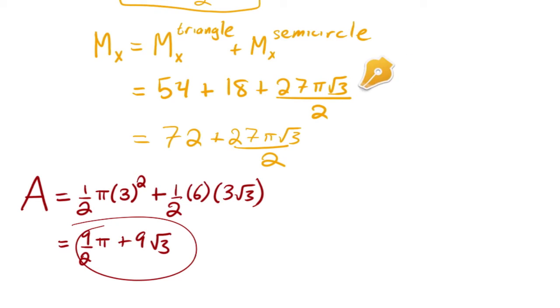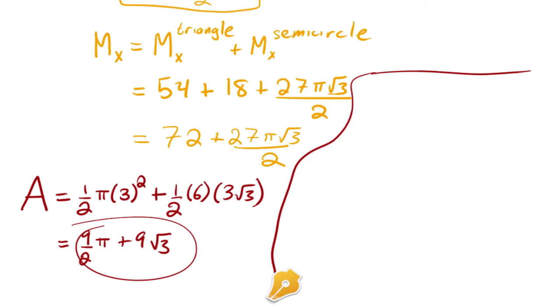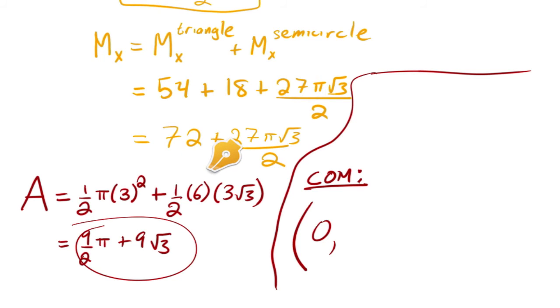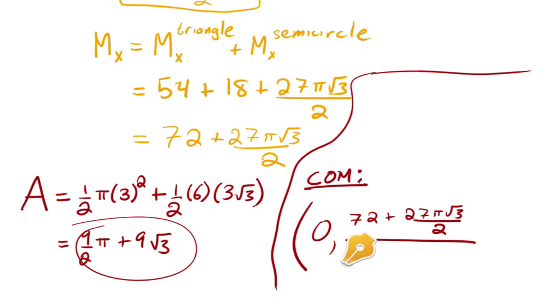So then that means that the center of mass, let's write it down right here. The center of mass is going to be the x-coordinate, remember we said is going to be 0, and then the y-coordinate is going to be the moment with respect to x, so 72 plus 27 pi root 3 over 2, all over the area, which was 9/2 pi plus 9√3. Done. Whew.